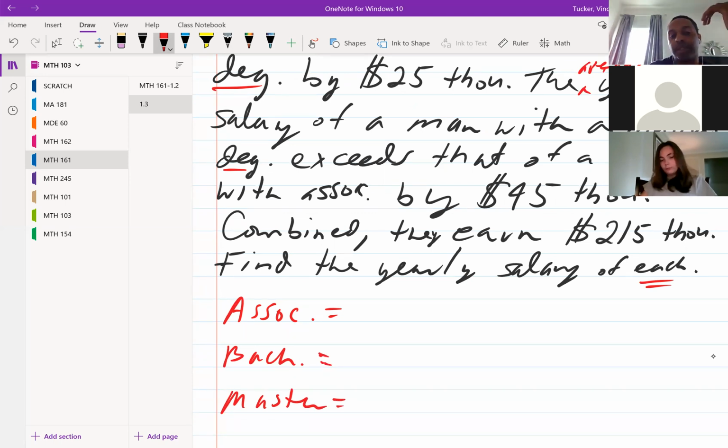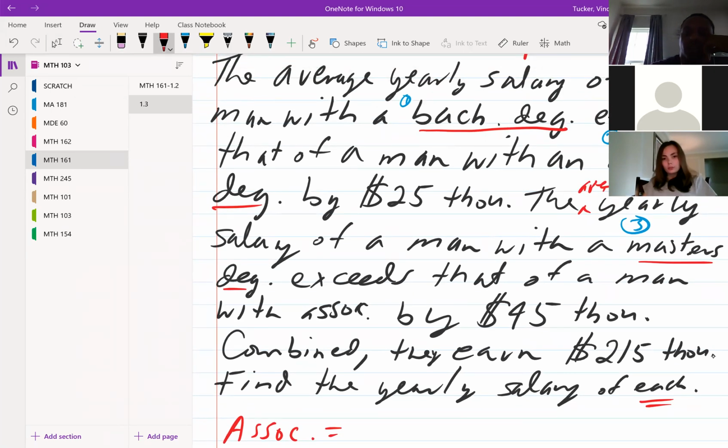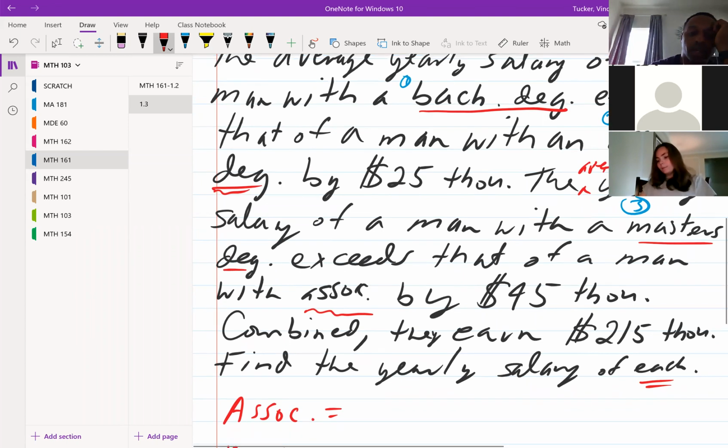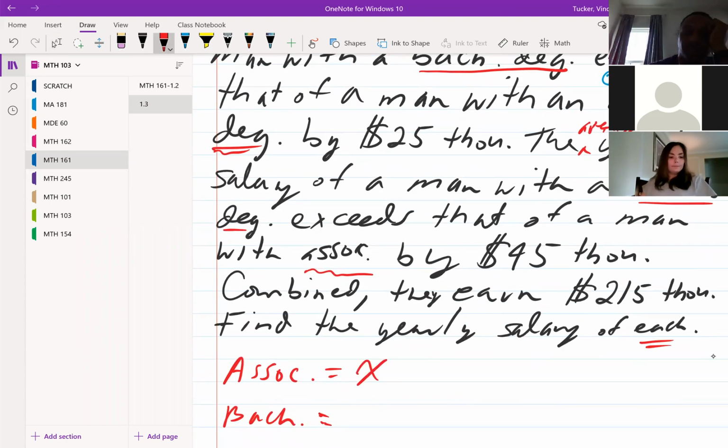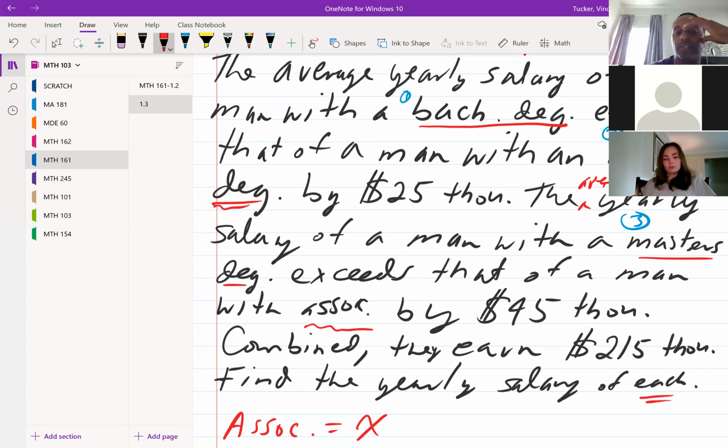So now one of them has to be X, and then the other ones we will write in terms of X. If you go back to the problem, you notice that the associate's degree man was used to describe both the man with the bachelor's and the man with the master's. So what we can do is let X be our associate's. Going back to the bachelor's degree, it says a bachelor's degree exceeds that of a man with an associate's degree by 25,000.